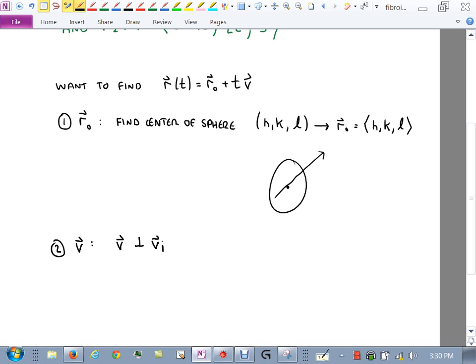What do I mean by V1? What's V1? That's the direction of R1, isn't it? Using the same notation I've been using today. R1 is line 1. V1 would be the direction of R1.